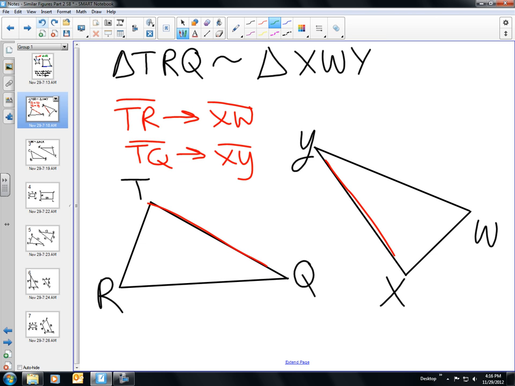As far as angles are concerned, we could say that angle T and angle X are corresponding angles. So we'd write that like this. And then we could say that angle R and angle W are also corresponding angles.